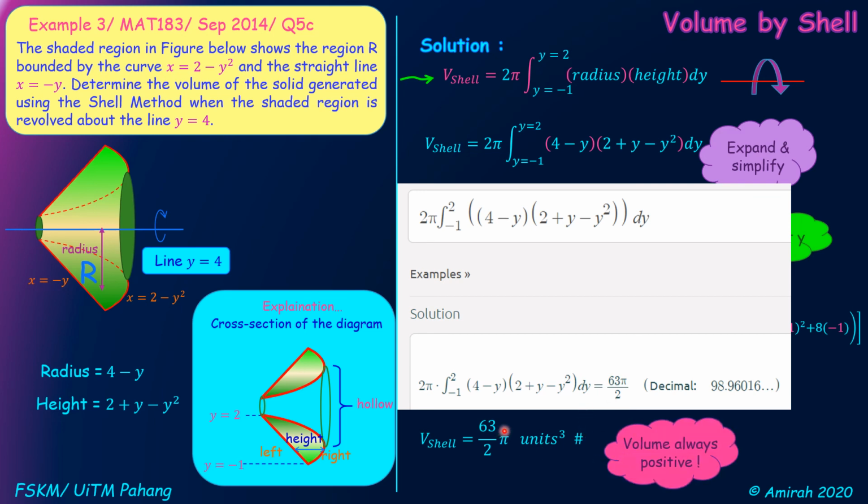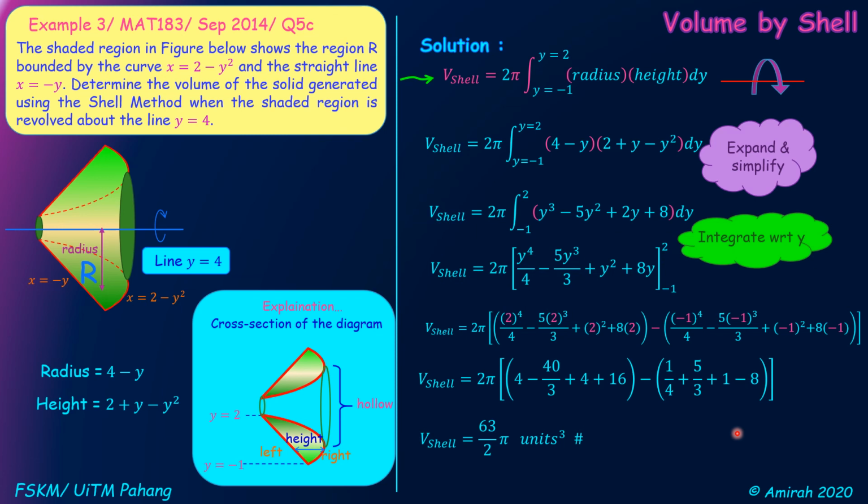From here, we can see that our volume is a positive value because volume and area are always positive. And we just leave our answer in fraction and pi, because it is more accurate compared to decimal. So this is the complete answer, and from the previous slide, we found the radius and height first.